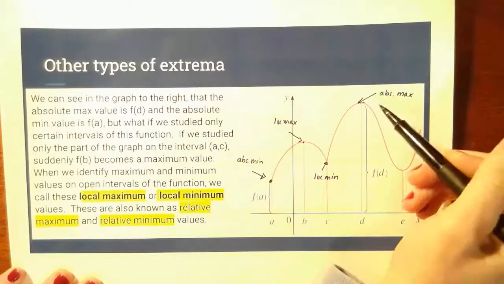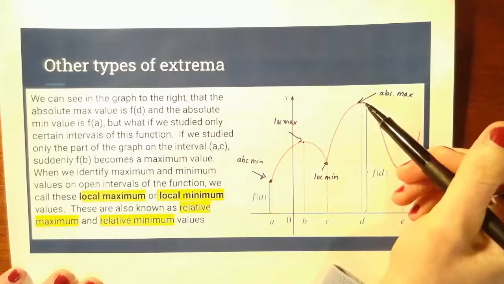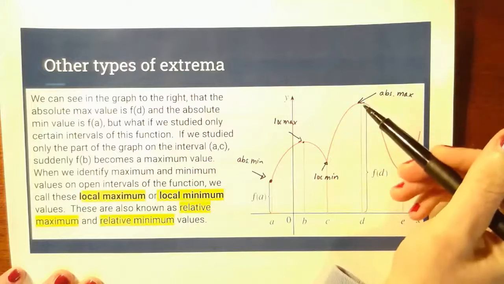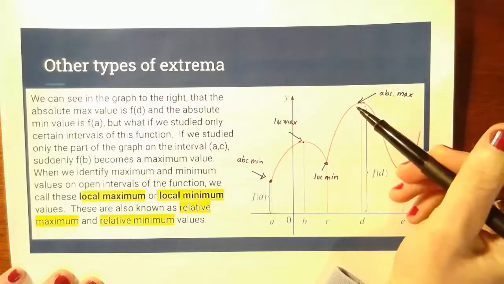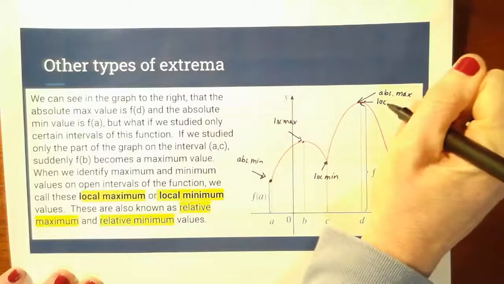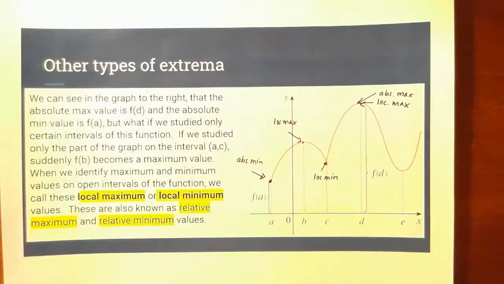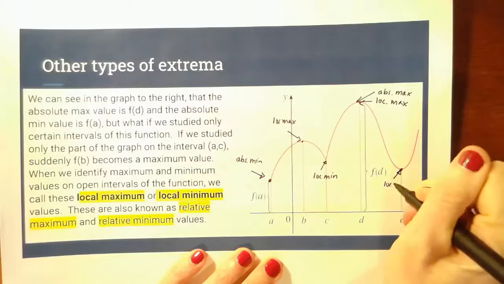It's possible that a point can be both an absolute and a local extrema. So in this case right here, because we're kind of in the middle of the graph and it keeps going, it's the absolute maximum, but on a smaller interval right here, it's also a local. So this guy has double personality. It's an absolute max and a local max. And then this right here would be a local min.